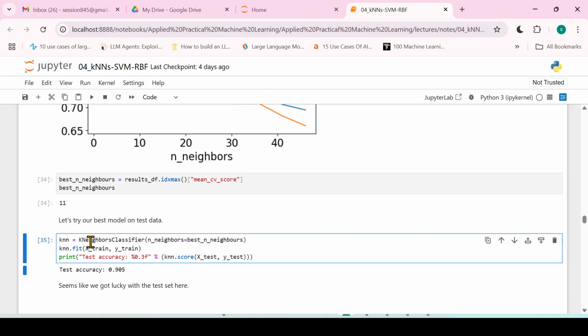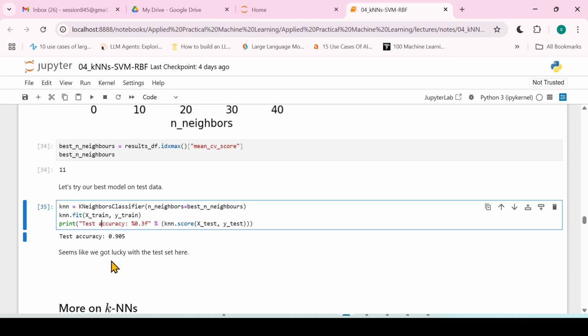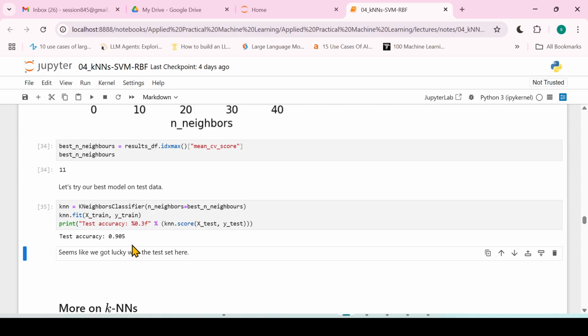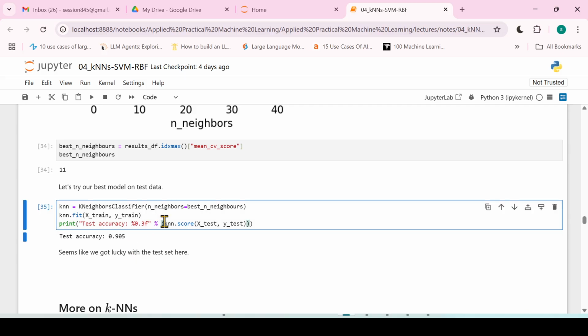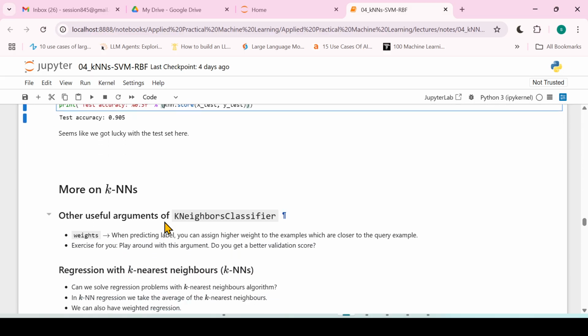Now after that, we'll retrain the model with the 11 hyperparameter, fit the model, and then check the score on the test data. Here we can see that after we train the model, the score on the test data is 90%, right? Earlier we were not getting 90%, we were getting 80%. Maybe because of some random value we have got this high accuracy, right? But this is how we can choose the n neighbor value, right?